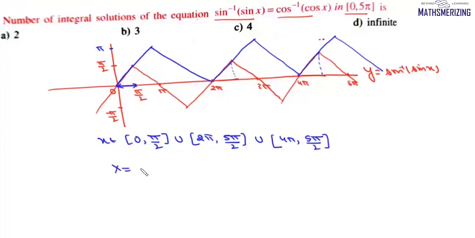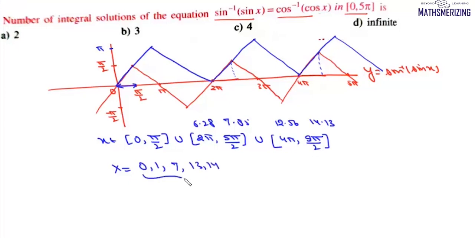we'll have two integral values, 0 and 1. Now between 2 pi and 5 pi by 2. Now 2 pi is nearly 6.28 and 5 pi by 2 is 7.85. So in this interval, there is only one value, which is 7, and 4 pi is 12.56 and this is 14.13. So here we'll have 13 and 14.